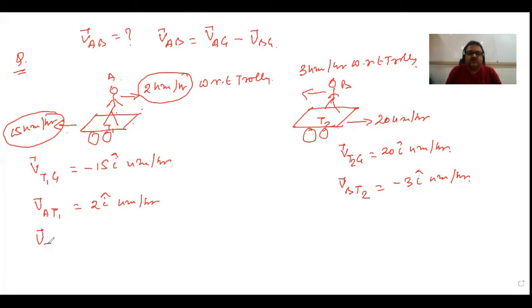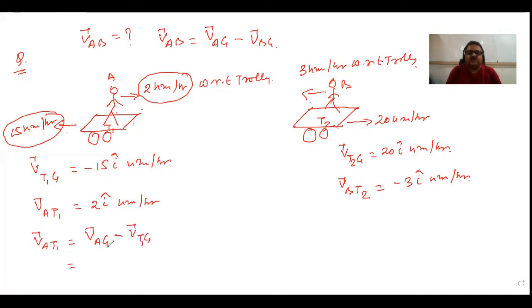Velocity of trolley 1 with respect to ground is equal to what? Oh, sorry, just a moment. Let me write down this first. Velocity of A with respect to trolley 1 is equal to velocity of A with respect to ground minus velocity of T1 with respect to ground.